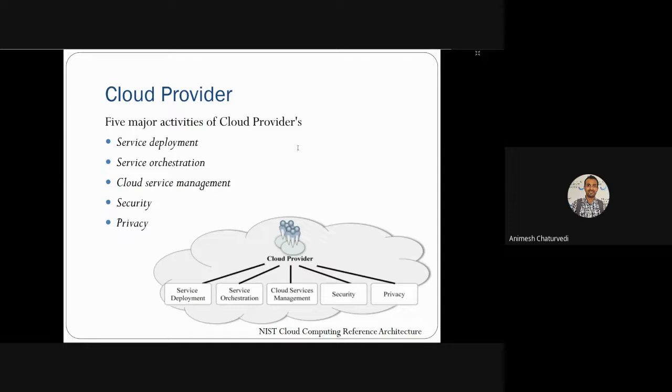Then there are five activities of a cloud provider. What are the five activities of a cloud provider? Service deployment, service orchestration, cloud service management, security, and privacy. Service deployment means they deploy services that are used by the consumers. Service orchestration means combination of infrastructure as a service, platform as a service, and software as a service. Service management means if there is some failure, they manage those failures. Security has to be there in those services. Then privacy has to be there in those services.